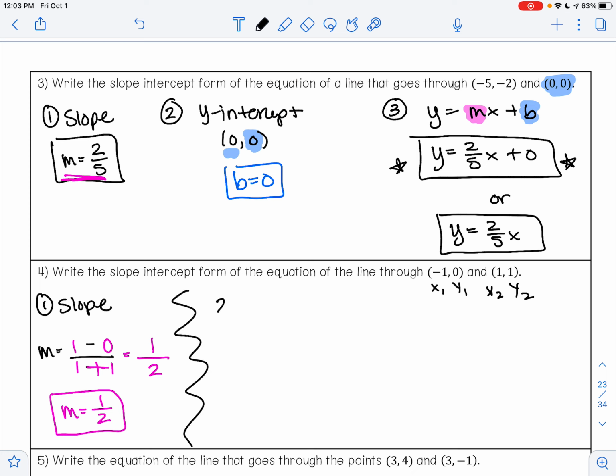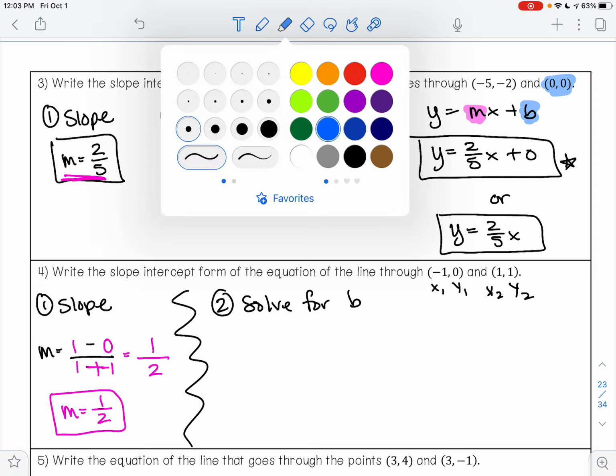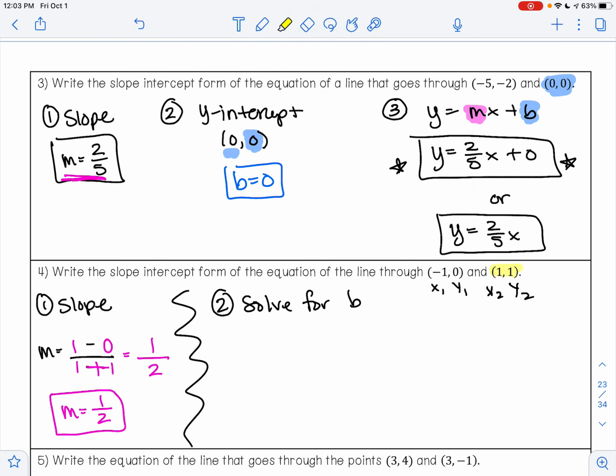Next, I want to solve for b. Here I am not given the y-intercept. Remember that this is an x-intercept because 0 comes second. 0 has to come first for it to be a y-intercept. So I am going to pick this second point right here. It doesn't matter which point you pick. I'm just going to pick this second one. And I'm going to use that to solve for b.